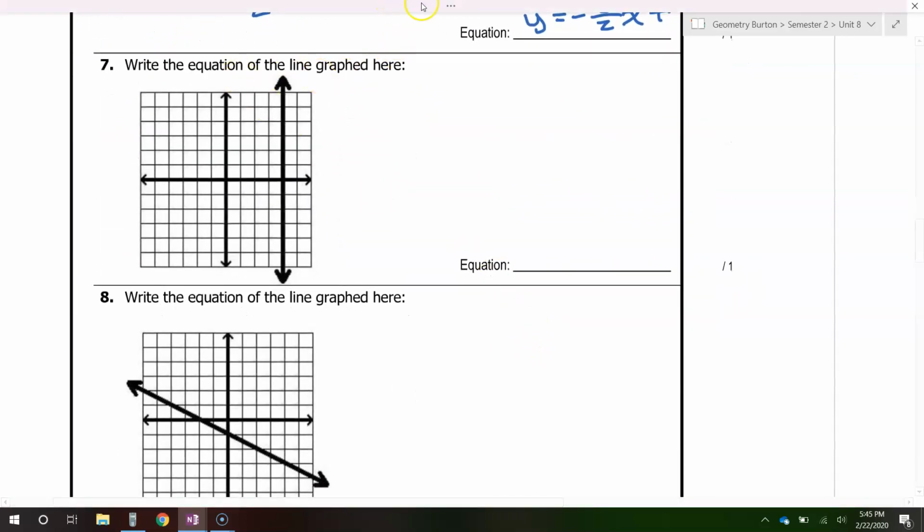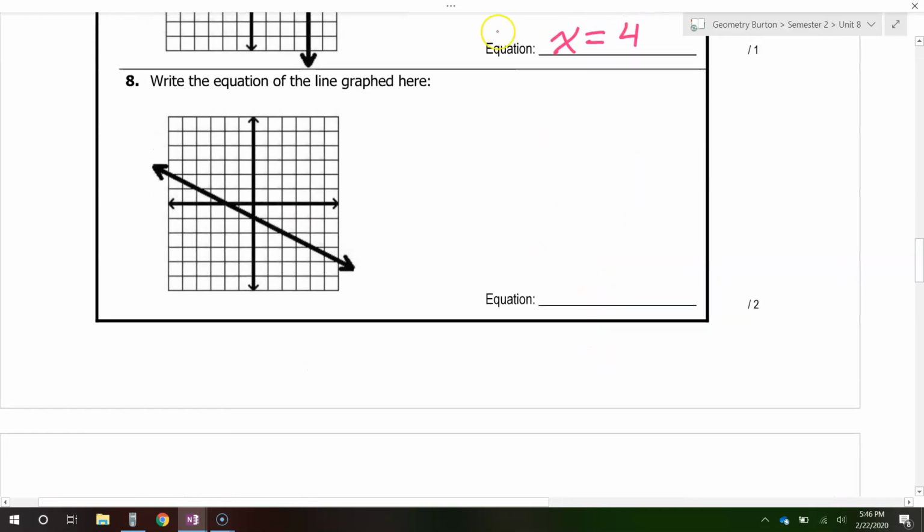Write the equation of the line graphed here. Well, this is a vertical line. Vertical lines always have the equation x equals something. And this vertical line is at 1, 2, 3, 4. So x equals 4. Not much to that.